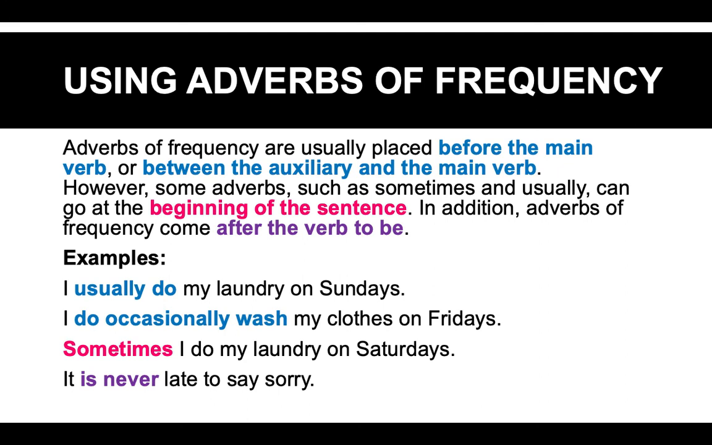Adverbs of frequency are usually placed before the main verb or between the auxiliary and the main verb. However, some adverbs, such as sometimes and usually, can go at the beginning of the sentence. In addition, adverbs of frequency can come after the verb to be. Here are some examples. I usually do my laundry on Sundays. I do occasionally wash my clothes on Fridays. Sometimes I do my laundry on Saturdays. It is never late to say sorry.